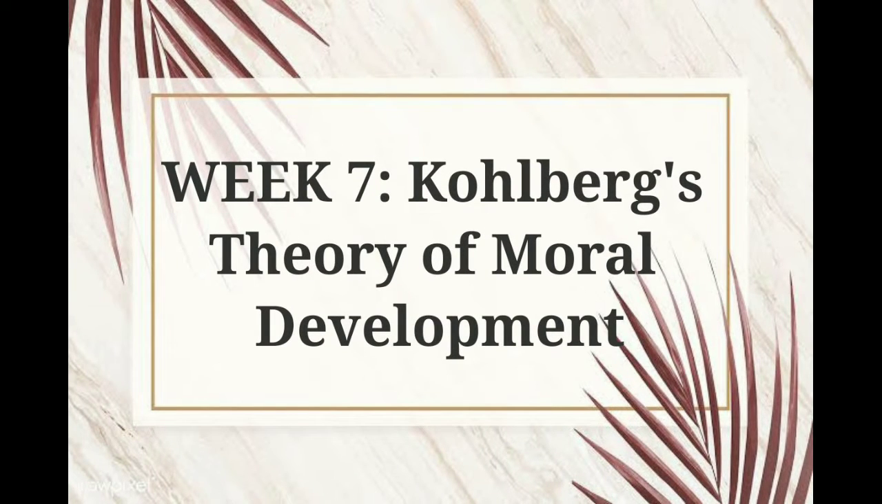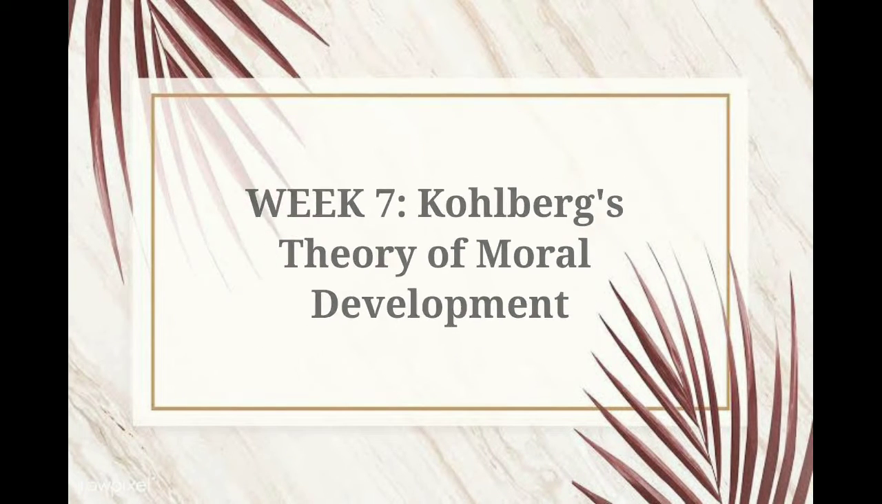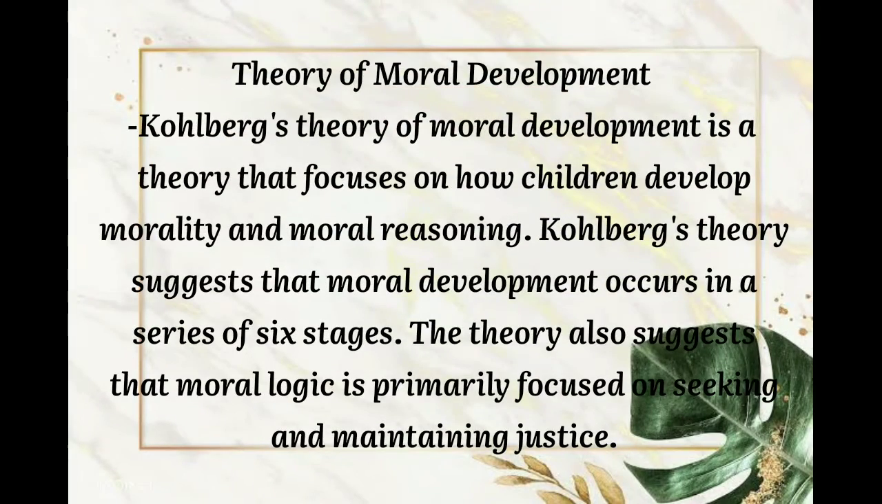Week 7: Kohlberg's Theory of Moral Development. Kohlberg's theory of moral development is a theory that focuses on how children develop morality and moral reasoning. Kohlberg's theory suggests that moral development occurs in a series of six stages. The theory also suggested that moral logic is primarily focused on seeking and maintaining justice.